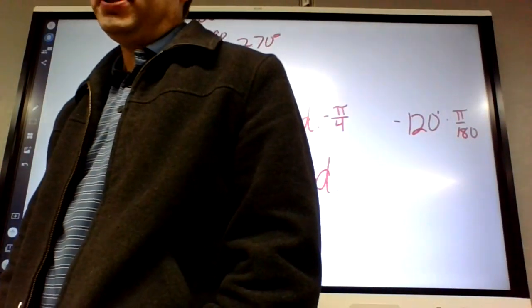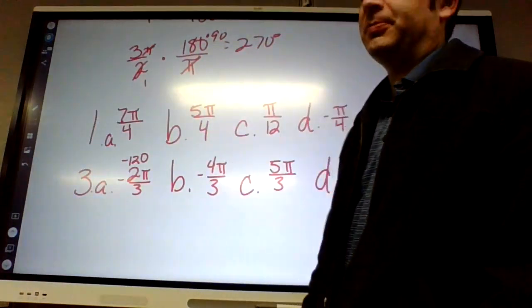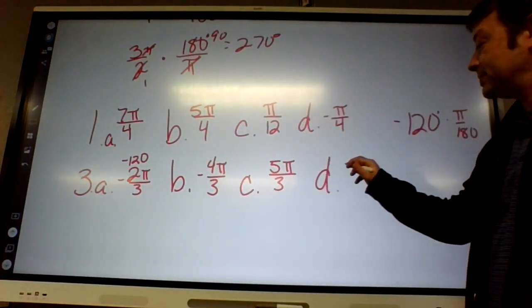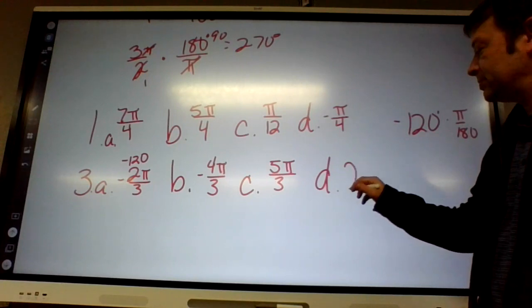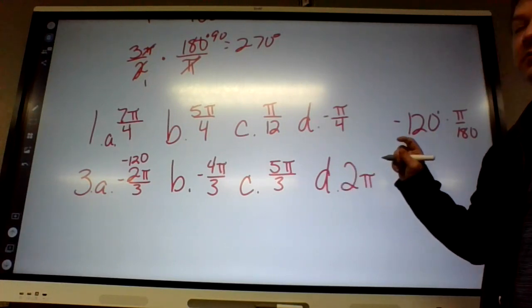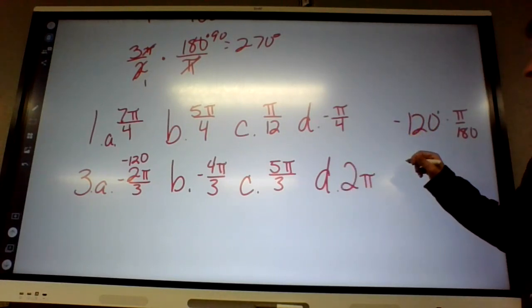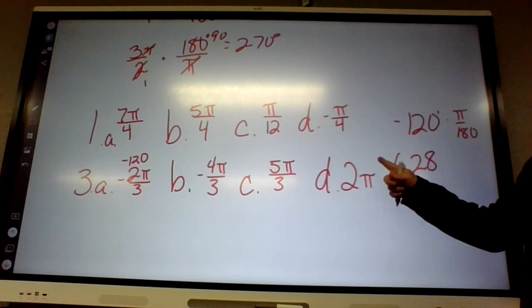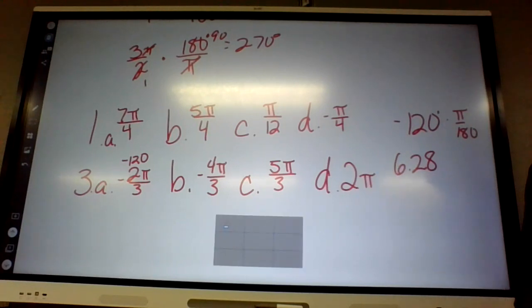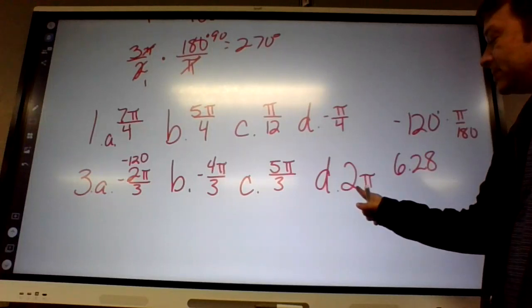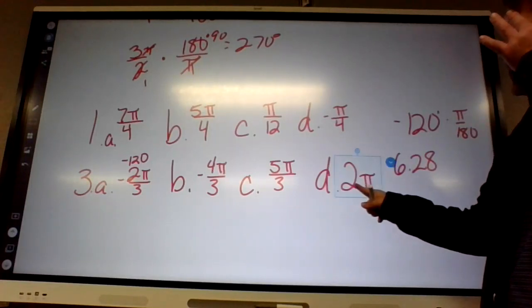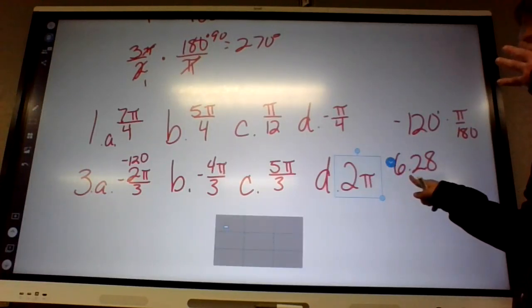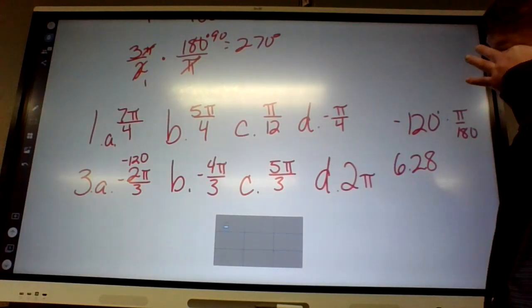Okay, D, 360. You guys should know this one by heart. 360 is how many radians? 2 pi. Not just 2. Since pi is 3.14, it's actually like 6.28, roughly. In pi version, it's 2 pi. In decimal version, it's 6.28.